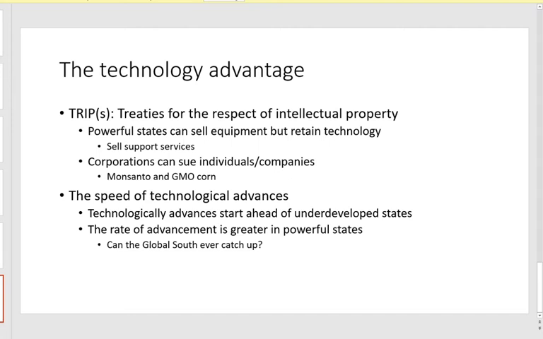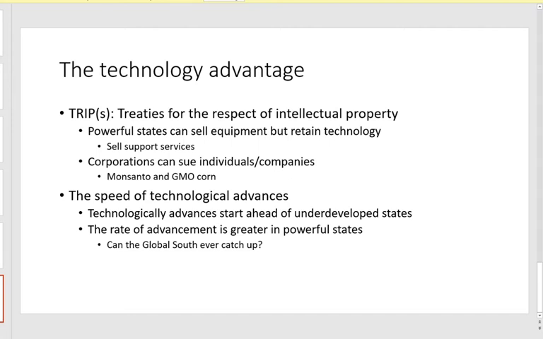And so I can sell you the equipment and I can sell you the technology, but I retain the intellectual property. And I can sell you the support services because I don't have to tell you how everything works, right? I'm going to say, this is what the machine does. You say, well, how does it work? I'm the one who knows how it works. So if you need repair, maintenance, whatever, you have to call me, right?